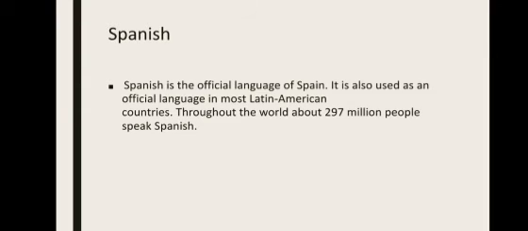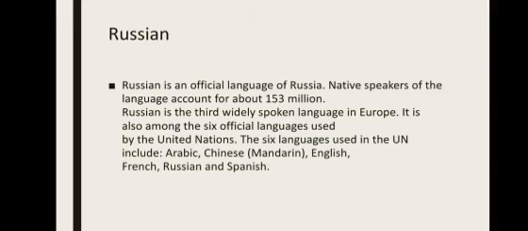Now let's talk about Russian. Russian is an official language of Russia. Native speakers of the language account for about 153 million. Russian is the third widely spoken language in Europe. It's also among the 6 official languages used by the United Nations. The 6 languages used in the UN include Arabic, Chinese or Mandarin, English, French, Russian, and Spanish.